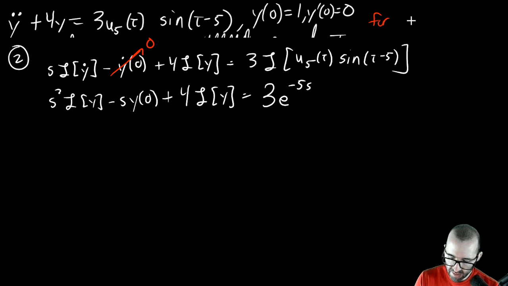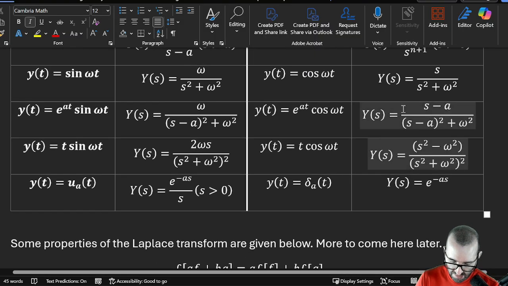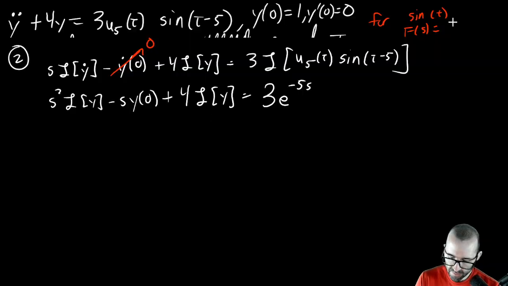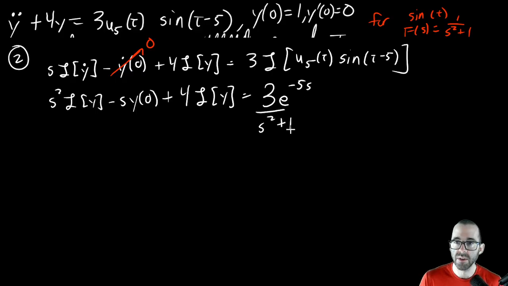So for sine of t, what is f of s? That's omega is equal to 1. Sine of t is going to be 1 over s squared plus 1. So we know that this is just going to be f of s over here. So we can divide it by s squared plus 1 like so.